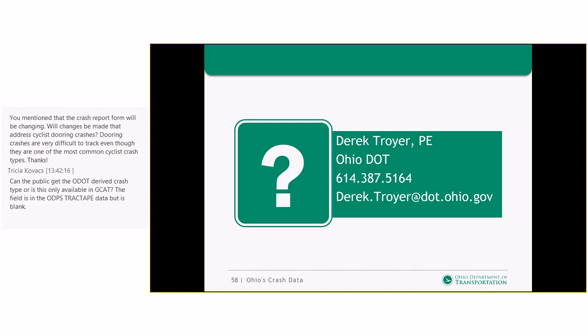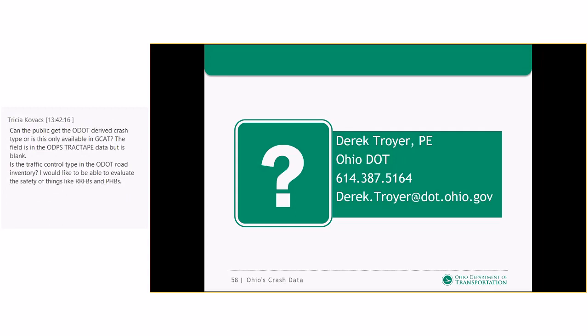Got another question for you. Can the public get the ODOT derived crash type, or is this only available in GCAT? The field is in the ODPS crash tape data, but is blank. Yeah, okay. So yes, crash type is publicly available on TEMS. So if you go not into the crash data search area, but you go into just the create a map area, there's a limited number of things that are available, and crash type is one of them. Severity is one of them. I think date, month, some of those. So I think it's limited to like 6 to 10 attributes that are publicly available.